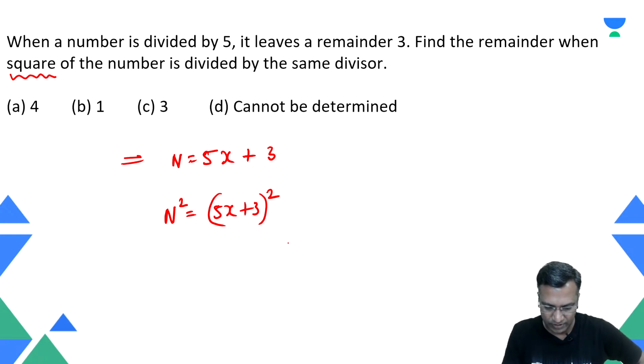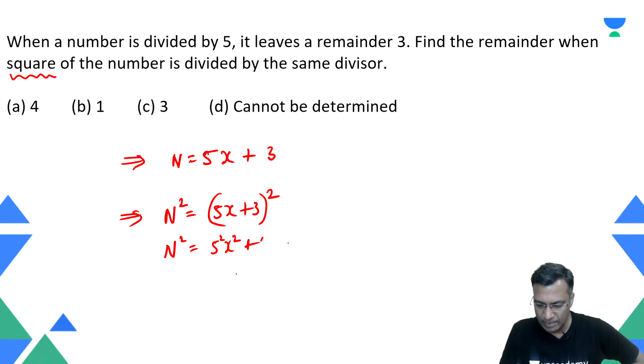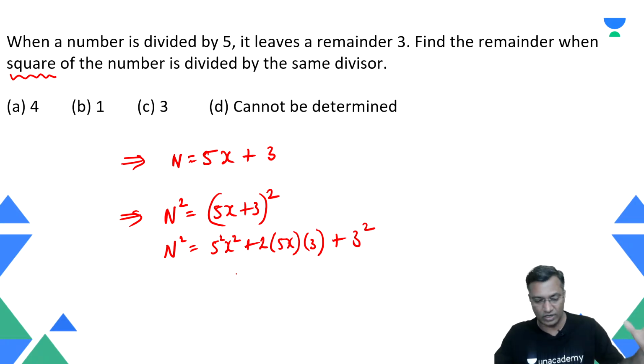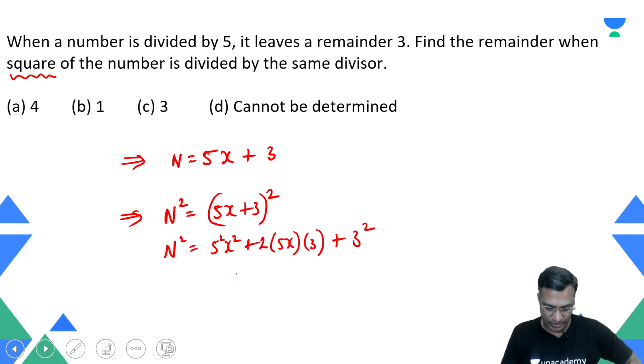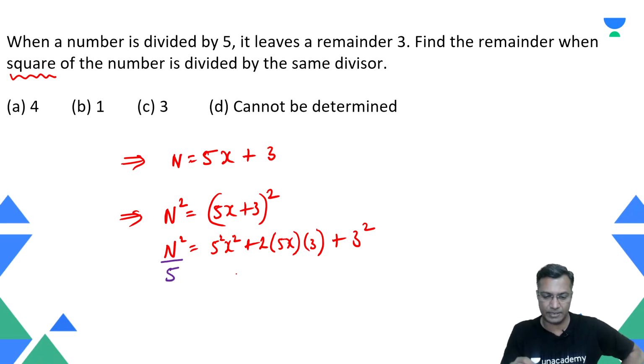Now, this is what was given to me and this is what I am arriving at. All right, let's do this. n square will become 5 square x square, that is a square, plus 2ab, that is 2 times 5x and then 3, and then b square, which is nothing but 3 square. Good enough. Now, what is the author expecting? You now divide this by the same divisor and tell the remainder. What is the same divisor? I need to divide this by 5 again, because he said the same divisor. What was my divisor? 5. I will divide this by 5.